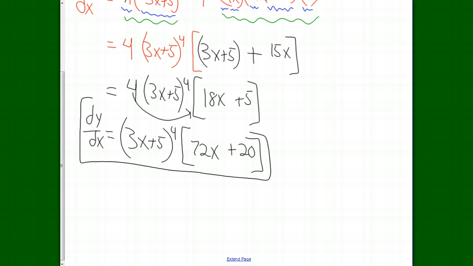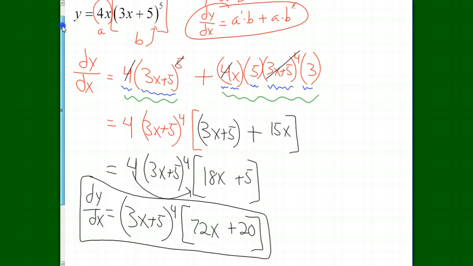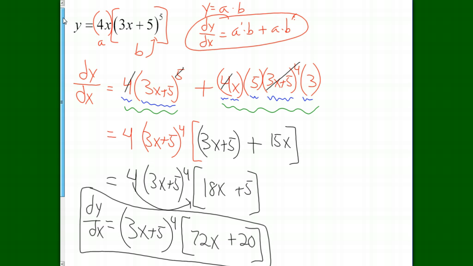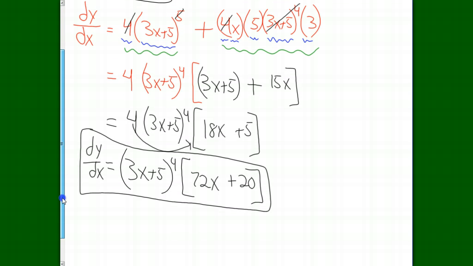So when we start changing up our function, again, the key thing is identifying what type of function we're dealing with. We really had a product here, so we had to do the product rule. Inside that product rule was some chain rule to find the derivative of function b. And then once you apply that product rule with the chain rule in it, that was this first step up here, it becomes factoring and simplifying what's left over. Okay, that's a little bit more complicated.